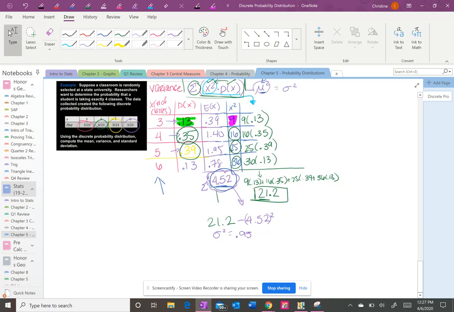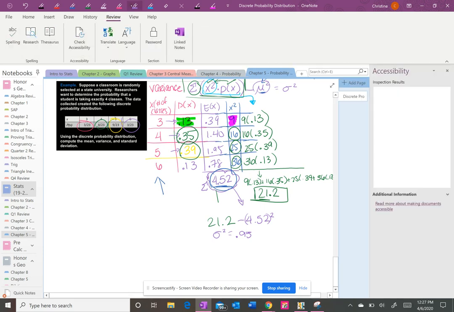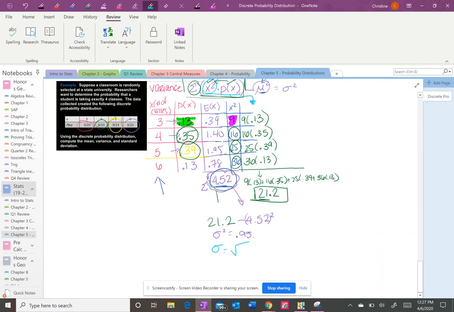So the variance is telling you how many places each one of these is away from the average. Okay? Your standard deviation is really what we should worry about. And the standard deviation is just the square root of 0.95, which is 0.974, so 0.97.